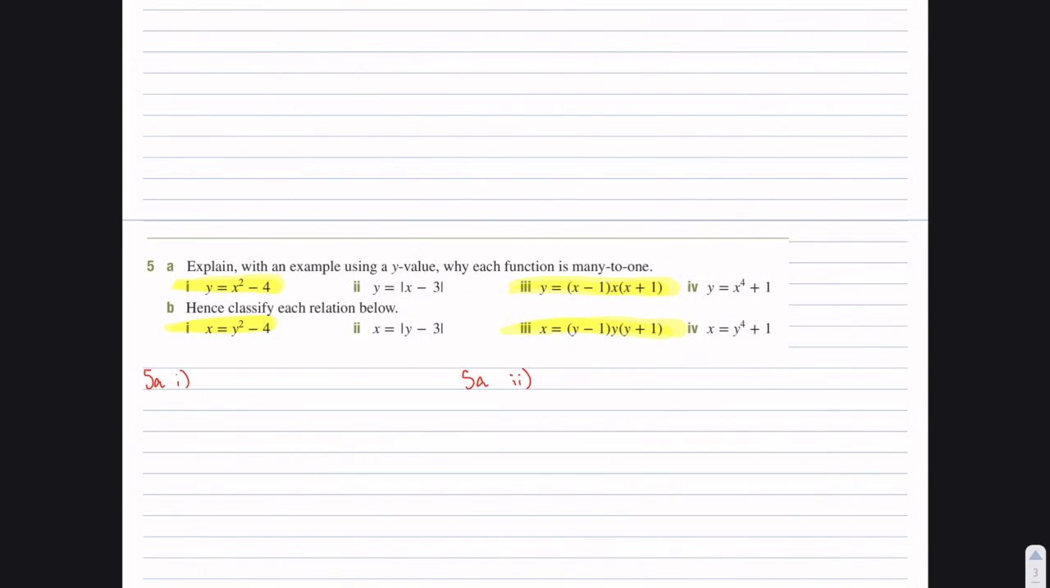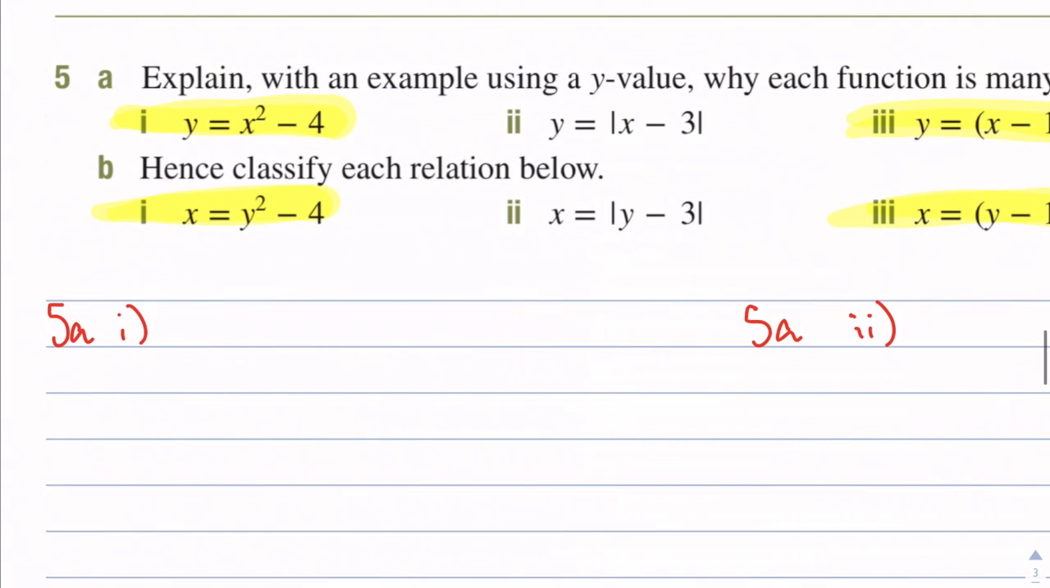Okay, this one says to explain, with an example using a y value, why each function is many to one. So if you have the same y value, you could have more than one x value getting that y value. And usually the y value we try is 0. So try y equals 0. And this is a fairly standard way to do these questions.